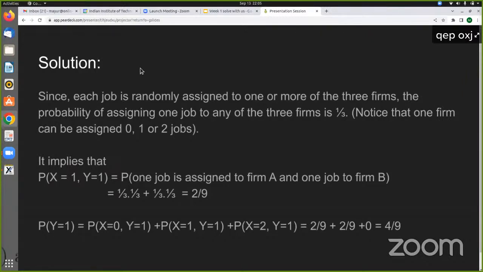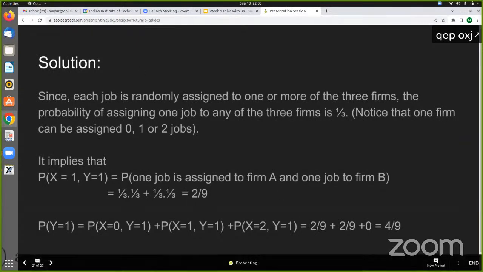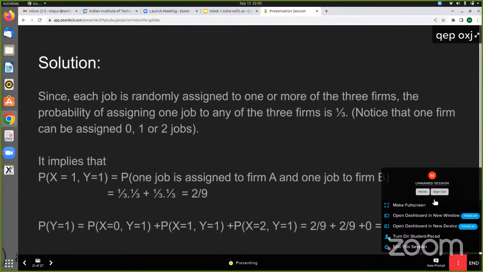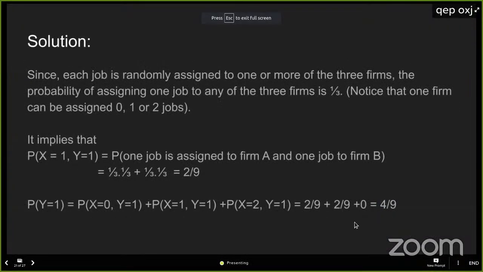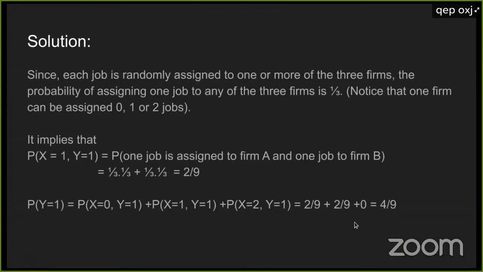So the probability that the first job is assigned to firm A and the second job is assigned to firm B, or the first job is assigned to firm B and the second job is assigned to A. So that's 1 by 3 into 1 by 3 plus 1 by 3 into 1 by 3, because there are two possible orders, it can be A, B or B, A. We have 2 jobs there, but I considered only x and y, sir. And it's also possible that y and x.